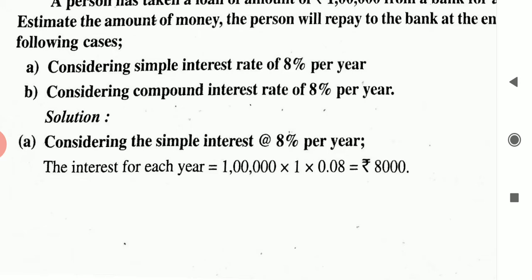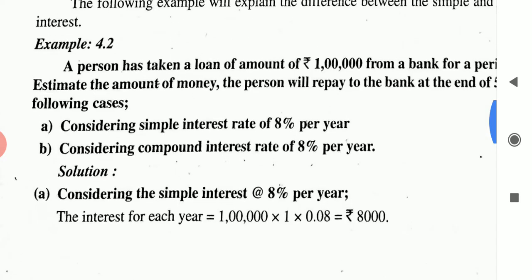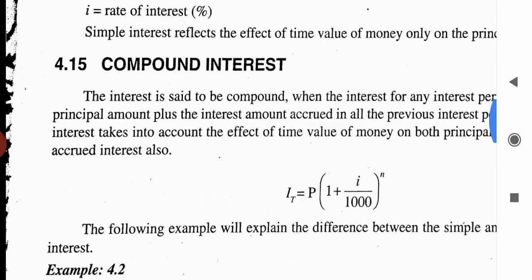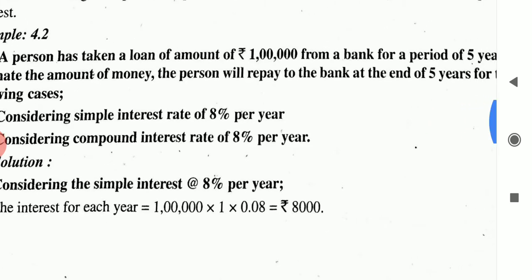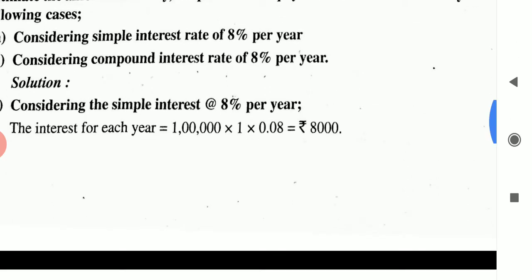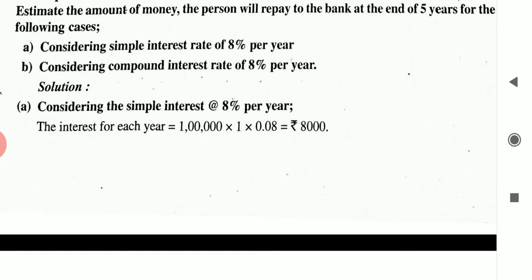So interest is 8% per year, and the simple interest formula is PNI. Okay, this is the simple interest formula: SI equal to PNI divided by 100. So P is the loan amount, 1 lakh, N is the year, and I is the interest rate. Total interest for each year we have to calculate.